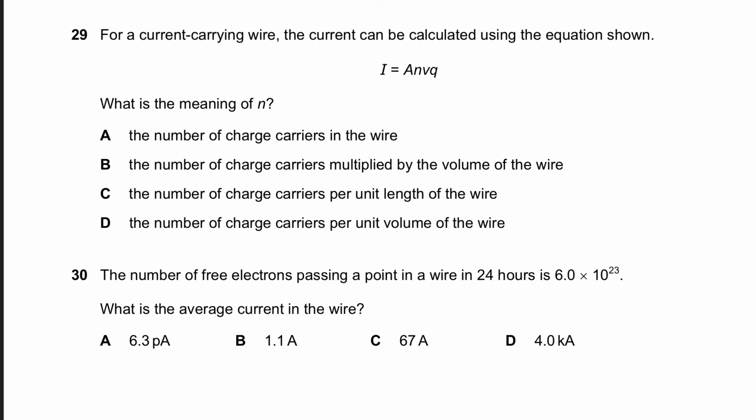Question 29 says, for a current carrying wire, the current can be calculated using the equation shown: I is equal to A n v q. What is the meaning of n? Now, n is the number density of charge carriers, which basically means the number of charge carriers per unit volume, which is option D. The others are incorrect.